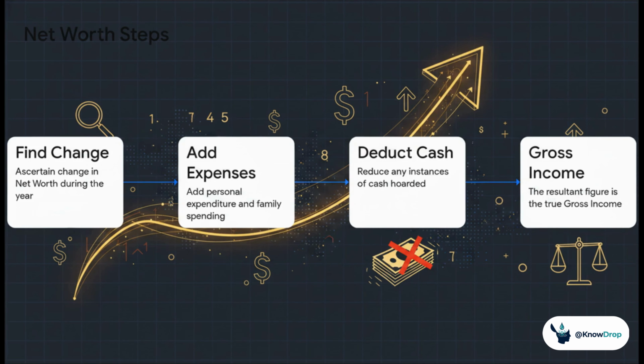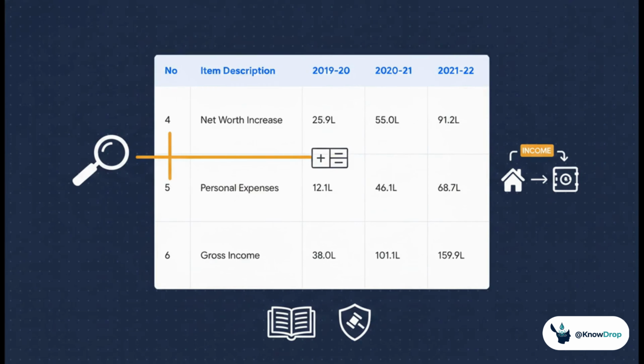Second, you add back all their personal and family expenses during that year. Third, and this is the absolutely crucial part, you deduct any hoarded cash. Why? Well, if they had, say, old cash stuffed under a mattress from years ago, spending it today doesn't actually count as new income for this specific year. Finally, doing all that gives you their true gross income. If that number turns out to be higher than what they actually reported on their tax returns, boom, you found your fraud. Let's actually put some numbers to this with the Babarao example, which is straight out of your module.